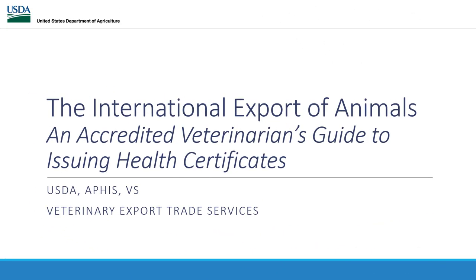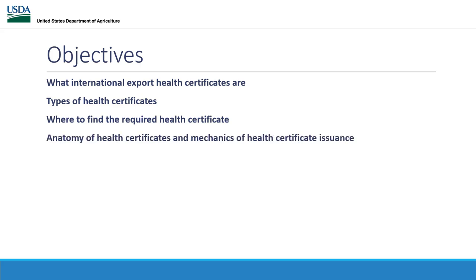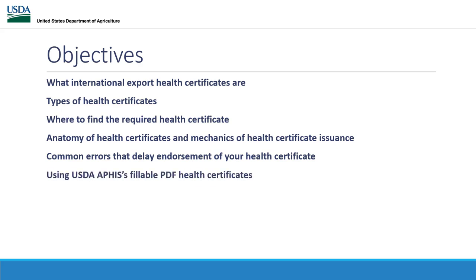Welcome to the USDA APHIS Veterinary Services presentation for USDA Accredited Veterinarians and a guide to issuing international export health certificates. In this video, you will gain an understanding of what health certificates are, the types of health certificates, and where to find them. You'll also learn the common parts of health certificates, as well as how to complete the health certificate. With that new knowledge, we'll review the common errors accredited veterinarians make when issuing health certificates that result in delays in USDA APHIS endorsing them, as well as reviewing helpful tips when completing fillable PDF health certificates.